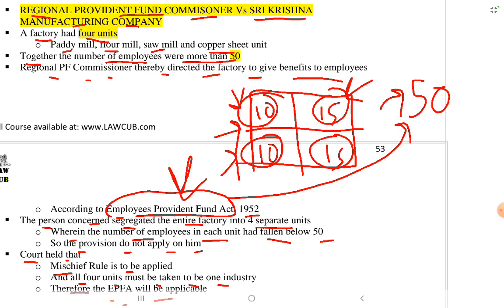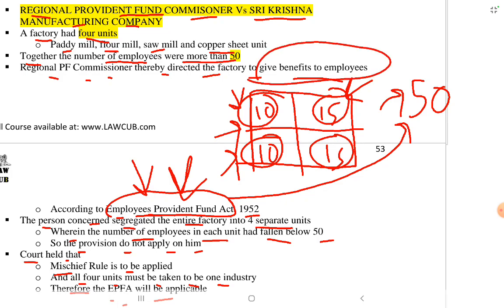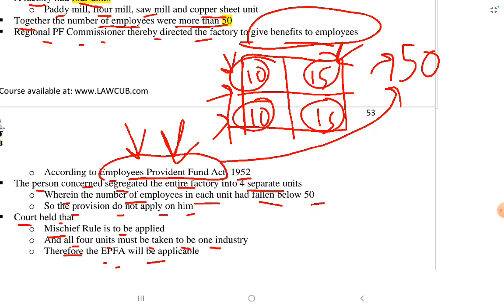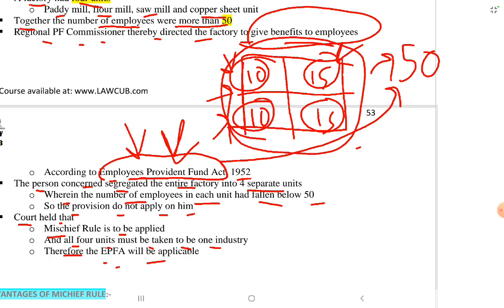But the court looked at the purpose of this act. The purpose of this act was to give benefits to the employees. So what the court said was that the mischief rule will be applied and all these four units will be taken together as one industry, and the Employees Provident Fund Act will be applicable on it. The purpose of the act will be fulfilled.